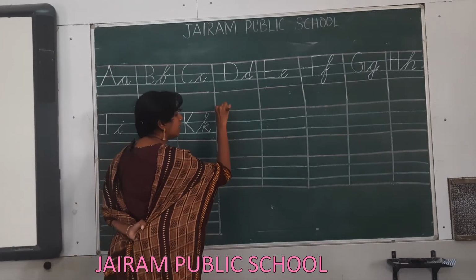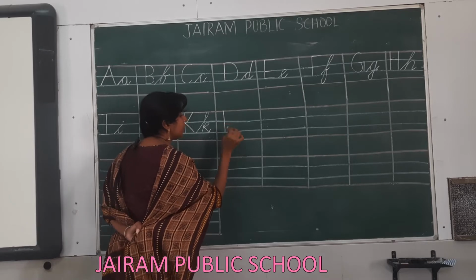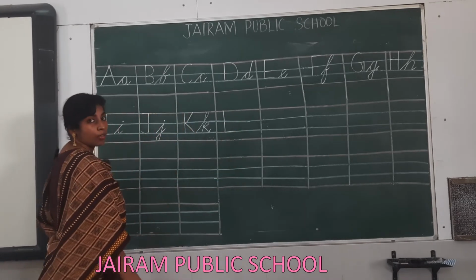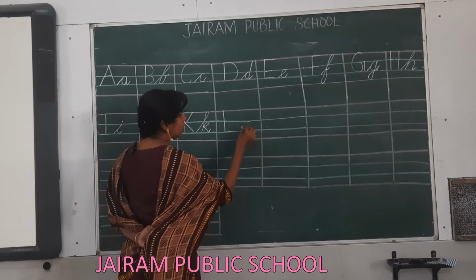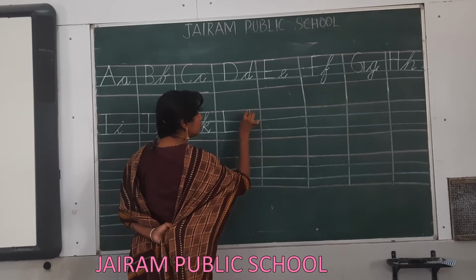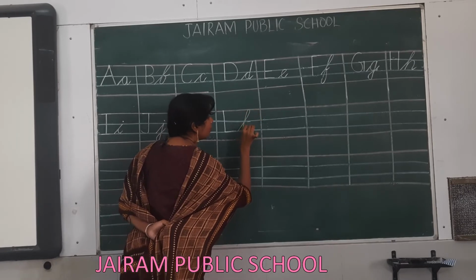To write L, a straight line from the top line to the baseline and a sleeping line on the baseline. So, how are we going to write lowercase cursive l? Upward forward slant, anti-clockwise loop, downward backward slant and then upward forward slant.